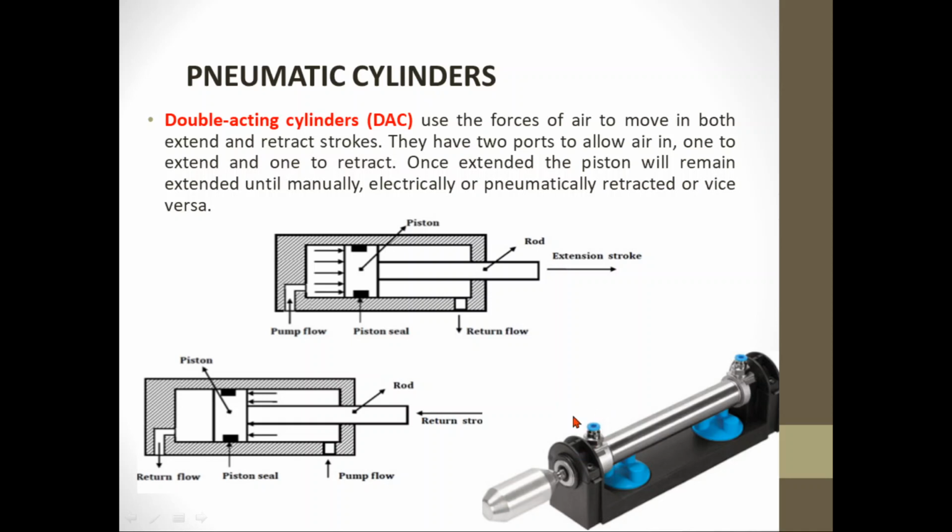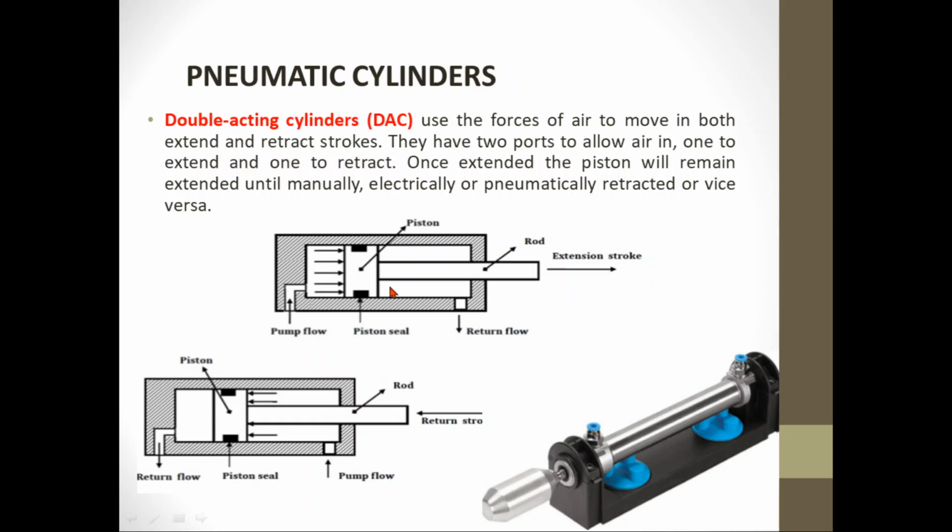the second port here will be used also momentarily as an entrance of the air for the cylinder to return to its initial position. So both of the ports are actually used as entrance and exit of the air. When you want the cylinder to extend, this port here will be the entrance of the air, and then this port here will be the exhaust.